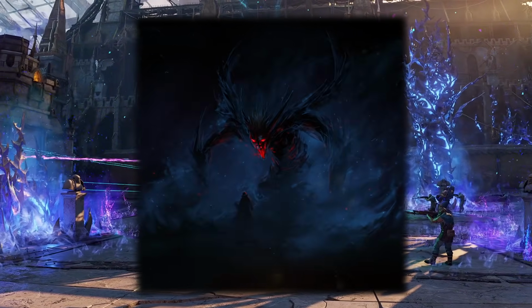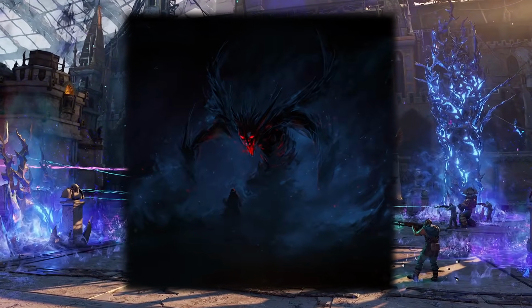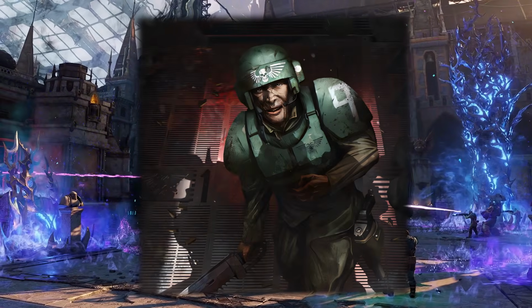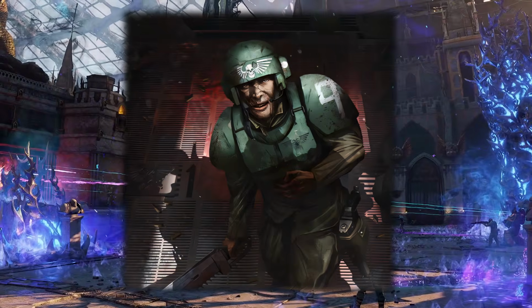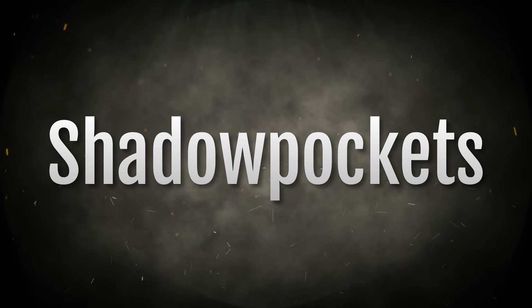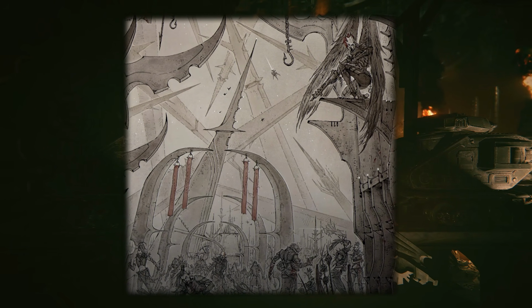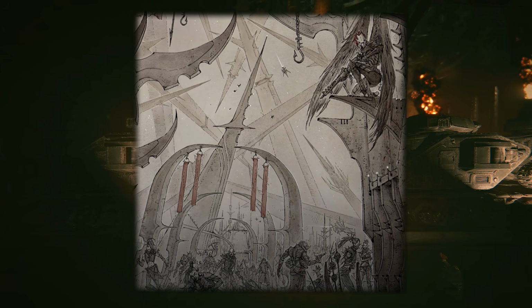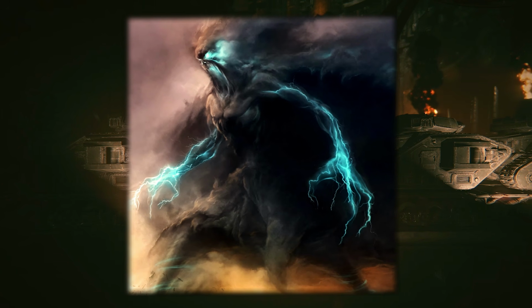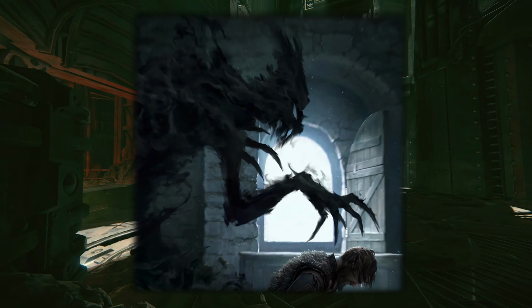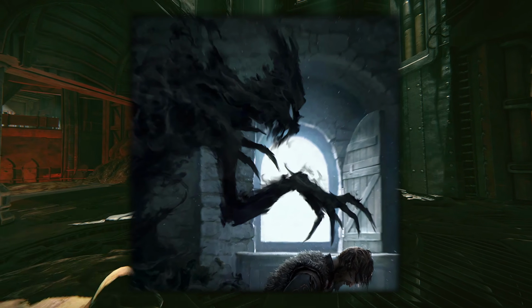Anyway, from one spooky to another spooky, let's take a look at Shadowpockets. There is a reason humanity has always been scared of the dark. The main Shadowpocket, also known as Eilendrach, is one of the far-flung corners of the Webway, one of the places where nightmarish entities lurk, a place of subconscious constant terror.